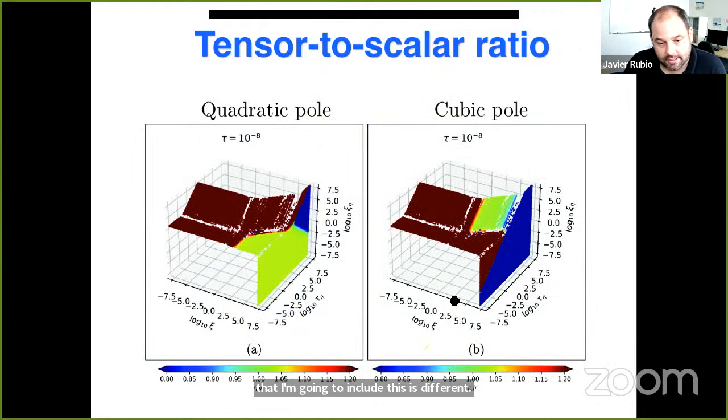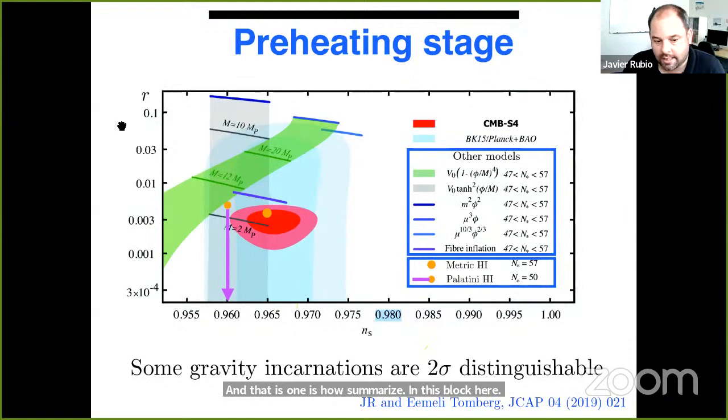And that is what is summarized in this plot, where I show the tensor to scalar ratio as a function of the spectral tilt for different models. As you can see, metric and Palatini Higgs inflation are a priori distinguishable at 2 sigma by future CMB polarization experiments like CMB Stage 4, meaning that there is some hope of distinguishing gravity incarnations by looking at the spectral tilt and not only at the tensor to scalar ratio, which is the usual quantity that is very different between incarnations.